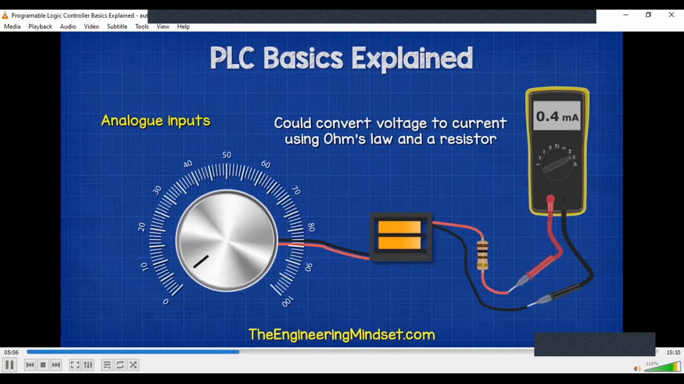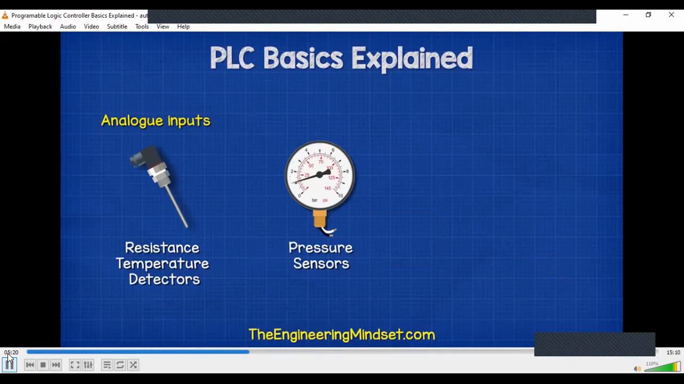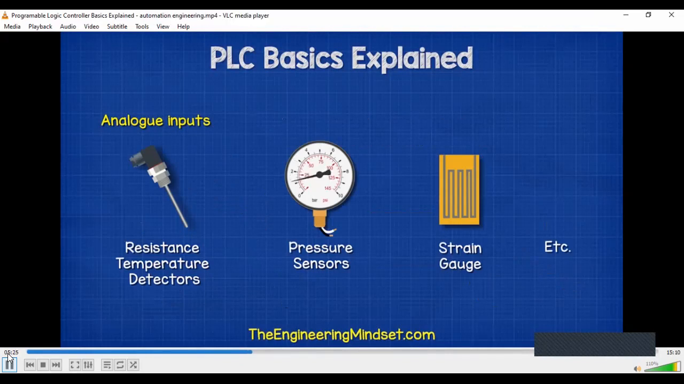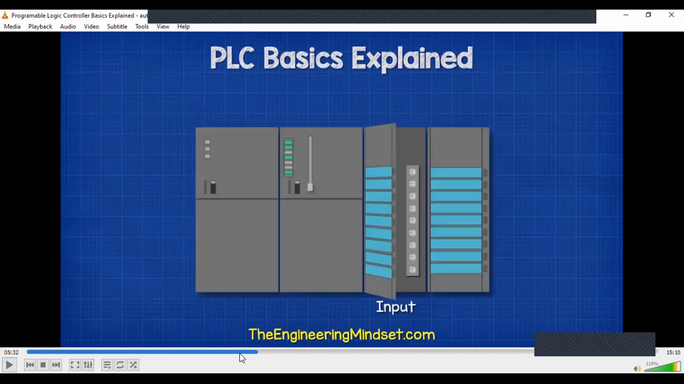The amount of current, usually measured in milliamps, tells the PLC whether something is performing between on and off. These inputs could be, for example, a thermocouple or a resistance temperature detector. It could be a pressure sensor or perhaps a strain gauge. These voltages or currents are converted into a digital equivalent number that can be understood by the CPU. We will look at that a little later in this video.